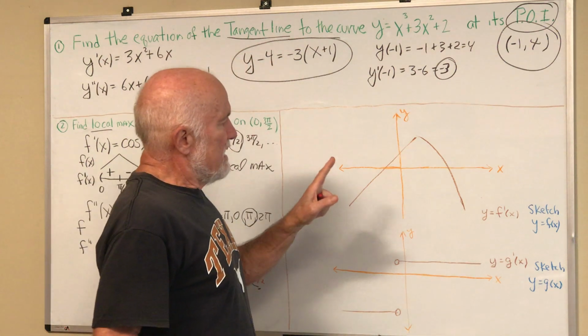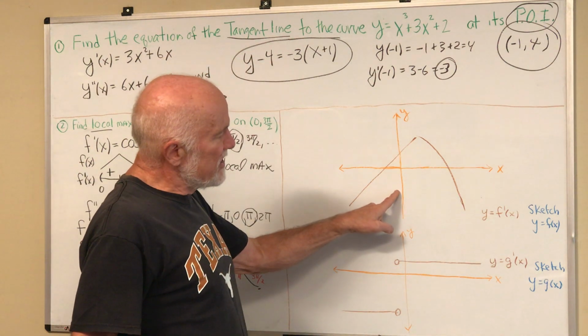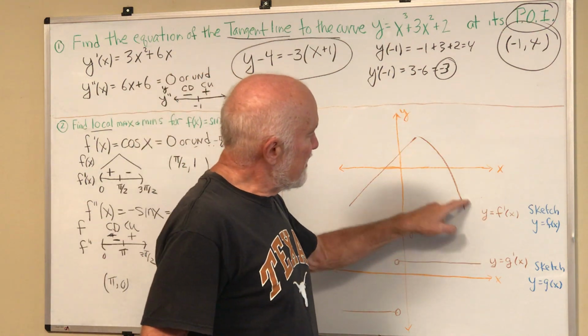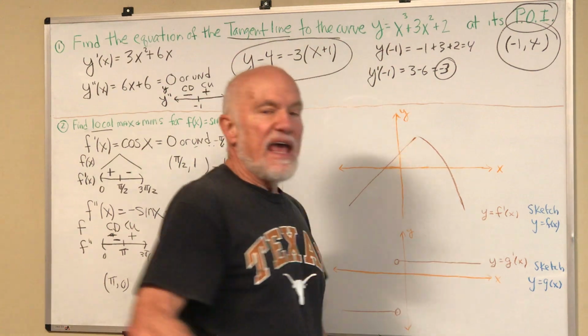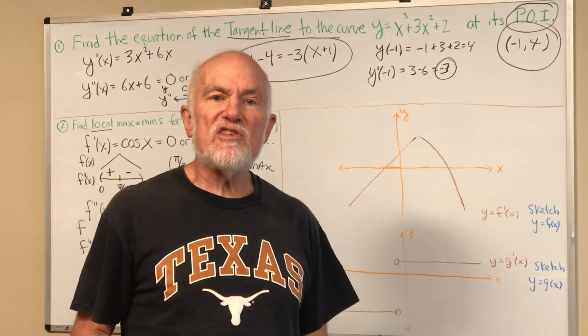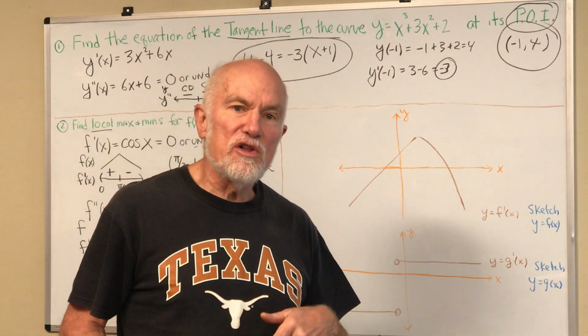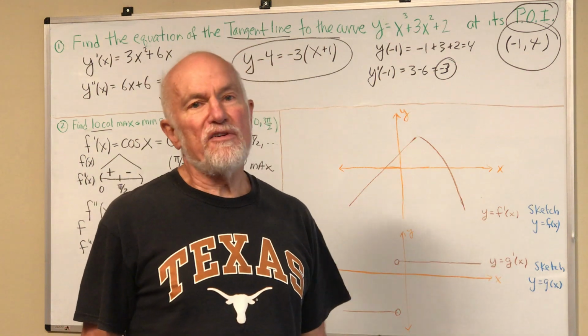So right here I've got a little sketch. This brown is y equals f prime of x. So we're looking at the derivative graph, and we want to see if we can figure out what the actual graph y equals f of x would look like.